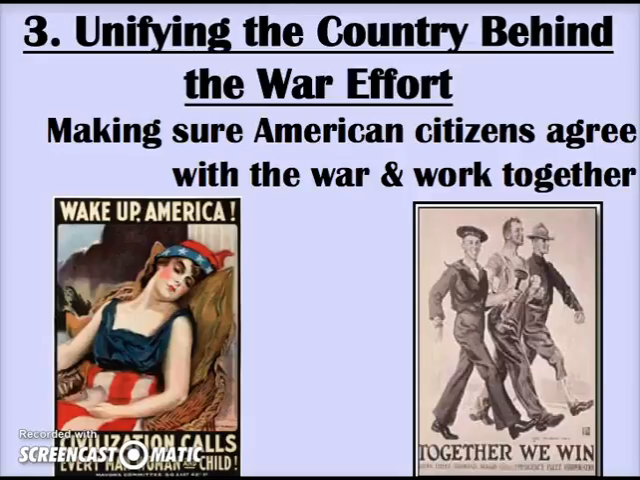Our third one, unifying the country behind the war effort. Making sure American citizens agree with the war and work together. During a war, you really need to have everybody on the same side at home for it to be successful. So we see "Wake Up America. Civilization calls every man, woman, and child." So it's calling everybody to work together. And on the right side it says "Together We Win," and it shows people from 3 different occupations working together.